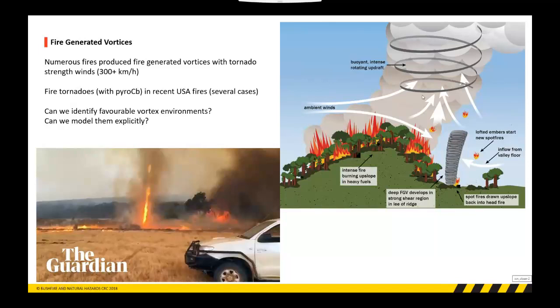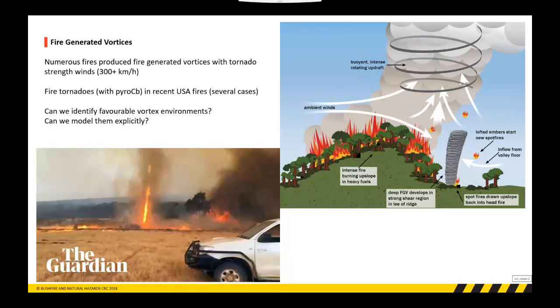And one of the key things seems to be consistent across a number of events is that when you've got rotation in the main convection column above the fire, then you've got a pre-existing part of vorticity. And also where you've got a really strong updraft, you've got the stretching component for the vortex formation.